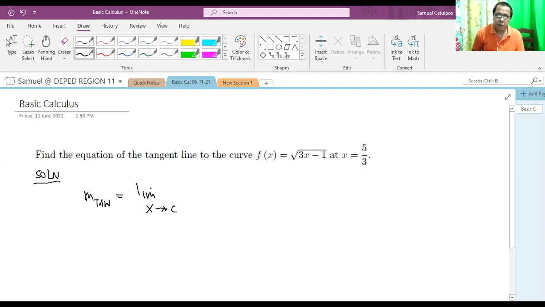Gamito na to kay wala may gingon diri nga at any value of c, wala pa siya gingon na instant. So we can use the first equation tong pinakauna nga gi-discuss na to. So we have function of x minus function of c over x minus c.